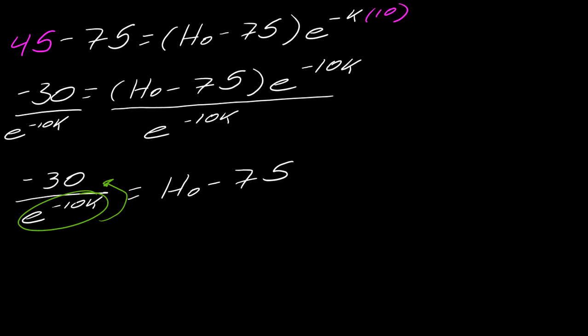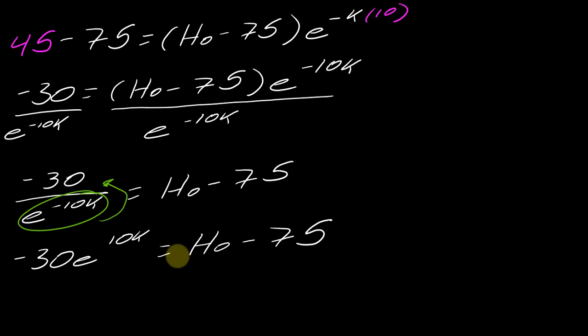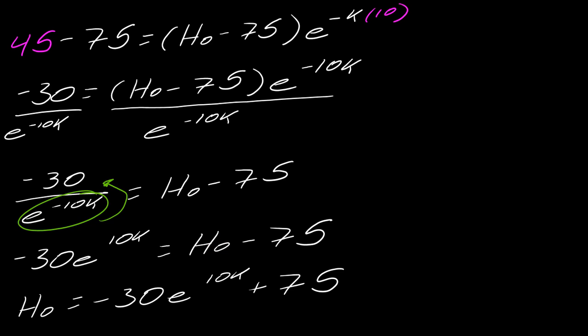And I'm going to use this trick more than once, so just kind of showing you where I'm simplifying everything. So now here's the situation, and then just to finish solving for h naught, all I have to do is add 75 to each side. So there's my first solution.